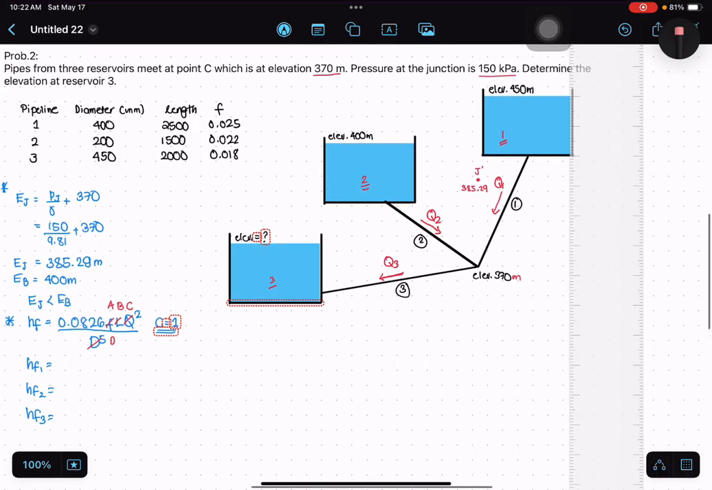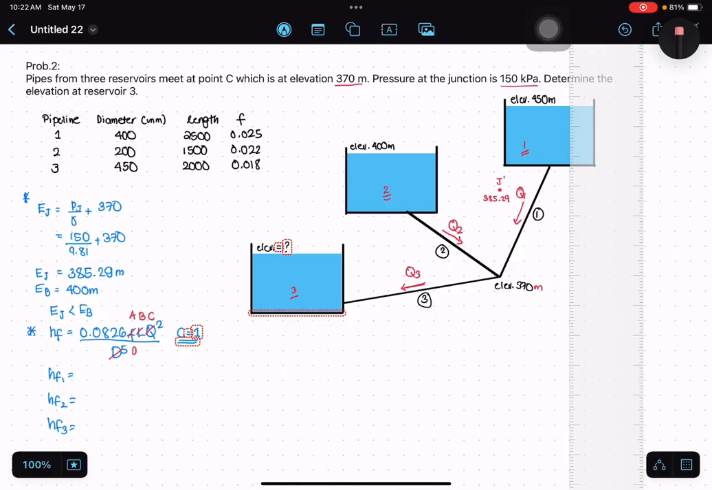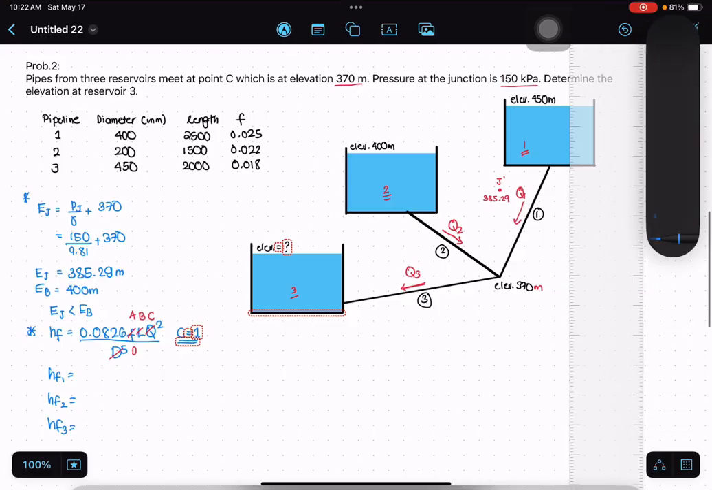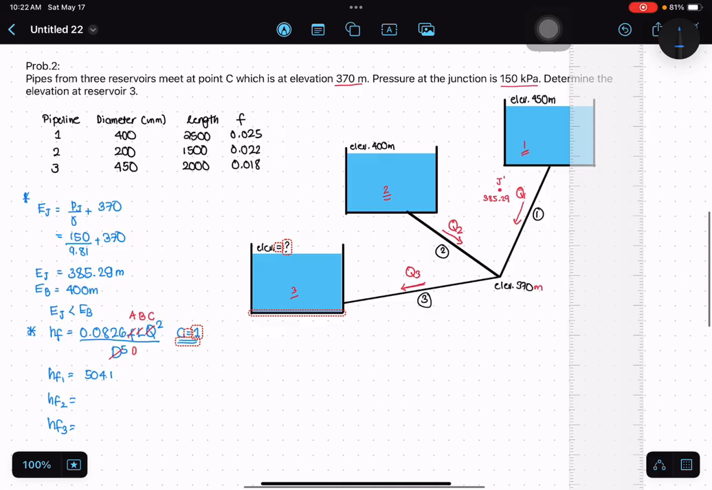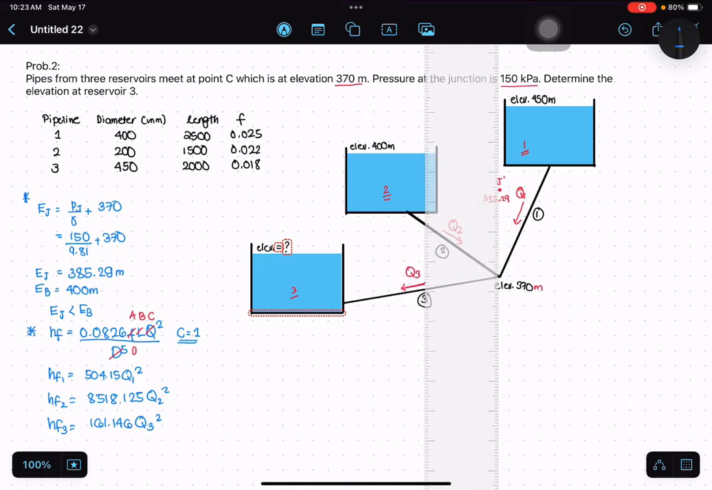4.15. So, 504.15 Q1 squared. Then, you do the same for HF2 and HF3. You have 8,518.125 Q2 squared. And then, 161.146 Q3 squared. Okay? So, magagamit din natin to mamaya. So, let's continue dito sa graph natin.